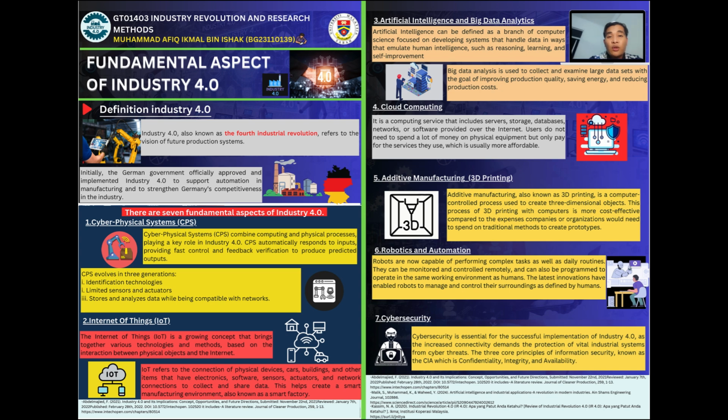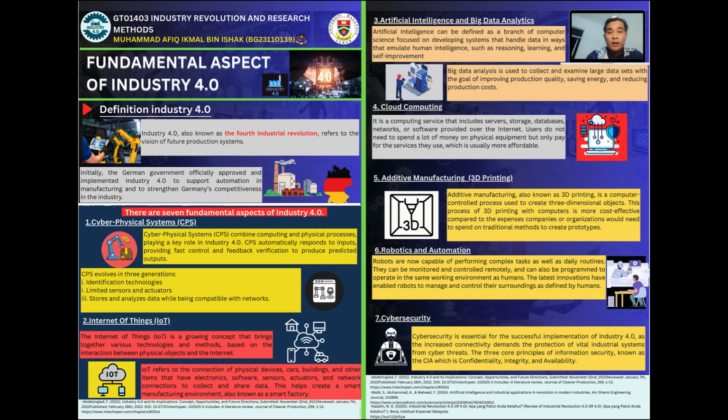The next aspect is robotics and automation. With recent advancements, robots are now capable of performing complex tasks as well as daily routines. They can be monitored and controlled remotely, and can also be programmed to operate in the same working environment as humans. For example, in the automotive industry, robots are used to perform complex tasks like assembling engine parts, welding, and painting cars, and they can also work alongside humans while being monitored and controlled remotely.